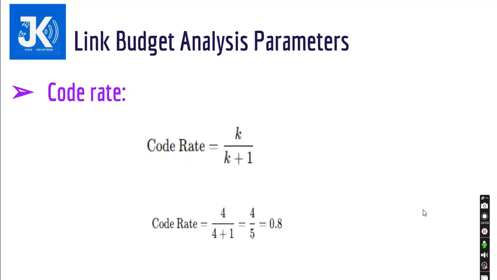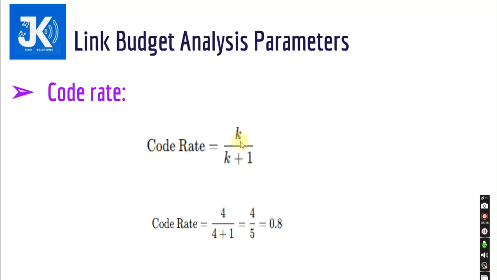The next parameter that we are seeing in link budget analysis is code rate. Here, the code rate is nothing but the ratio of the information bits to the total bits that are sent. As you can see, k is nothing but the information bits and k plus 1 is nothing but the total number of bits that are sent.